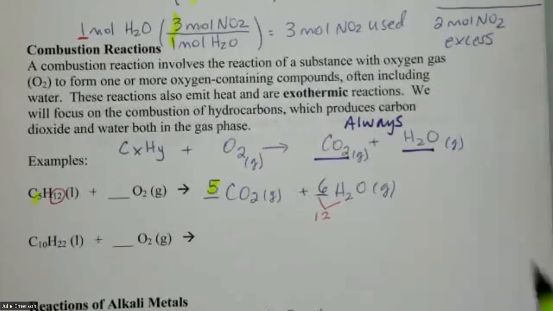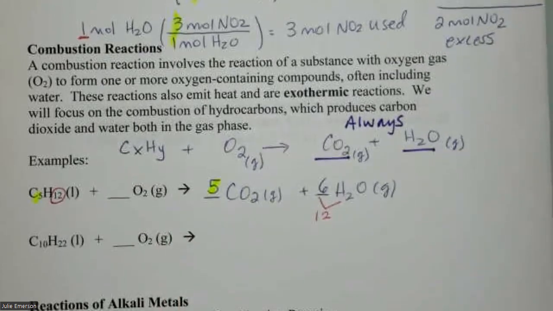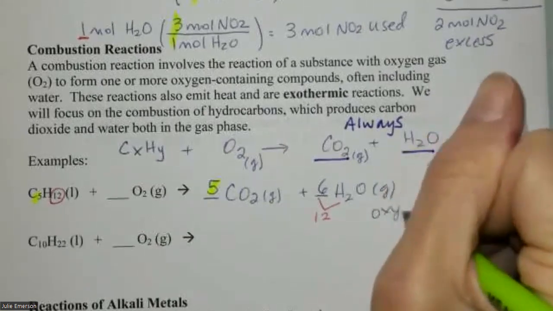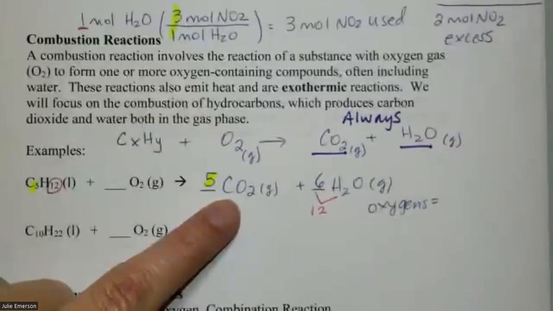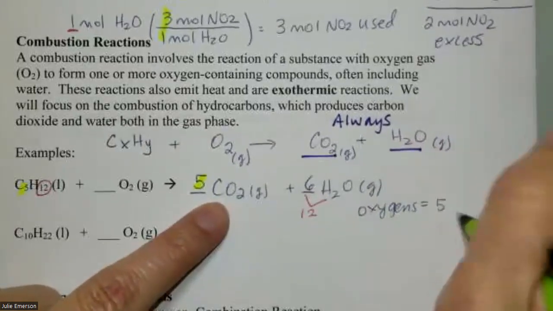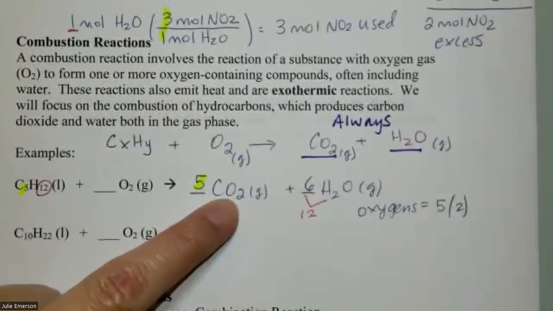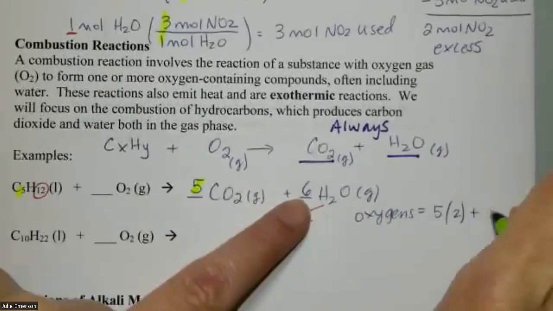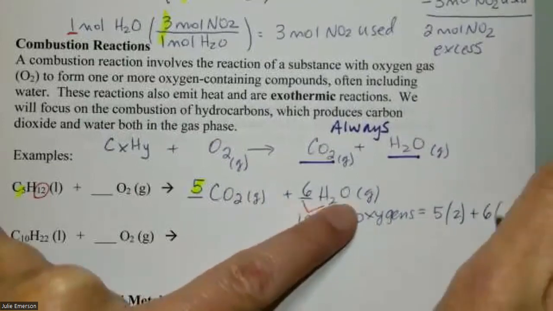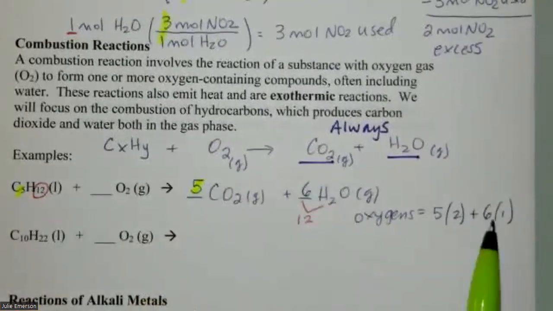Last thing I do, now that the product side is done, is total up my oxygens on the product side. In the CO2, I have a coefficient of 5 and a subscript of 2 for the oxygen, so I get a total of 10. For the water, I have a coefficient of 6 and a subscript of 1, so 6 times 1 is 6.